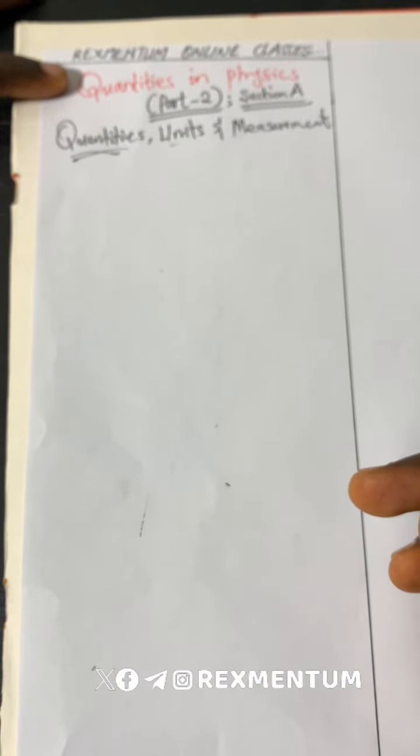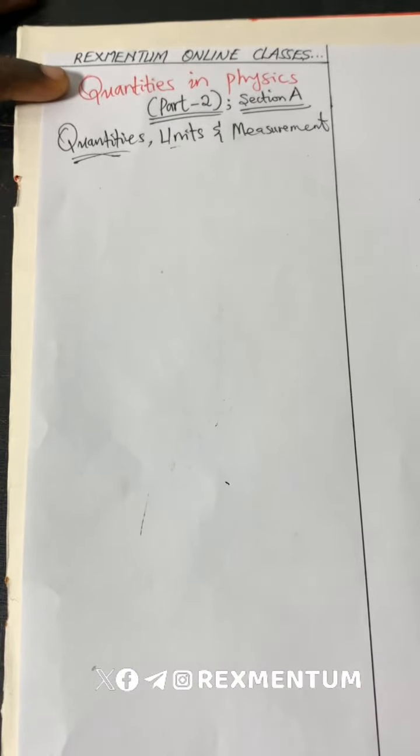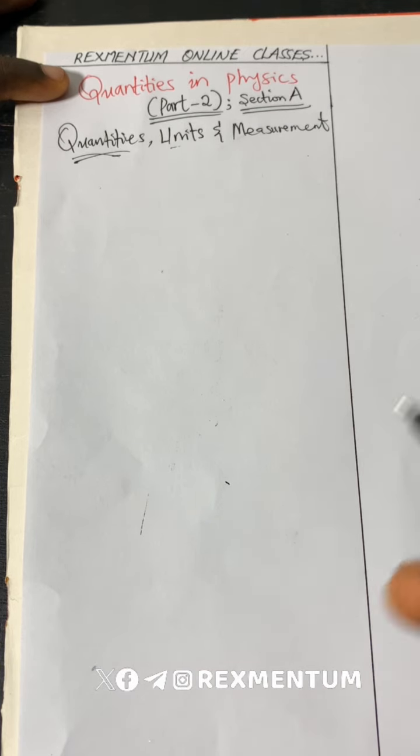So there are different classifications of quantity. I can classify quantity into fundamental and derived. A quantity that depends on a combination of 2 or more fundamental quantities, we call derived. While fundamental quantities do not depend on others, they stand on their own.